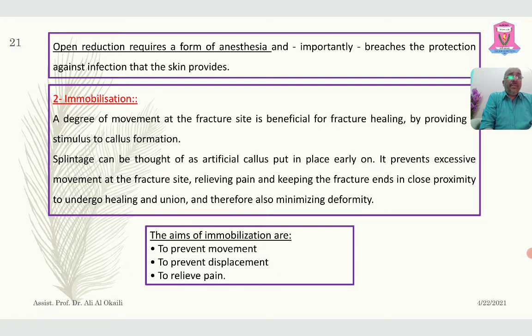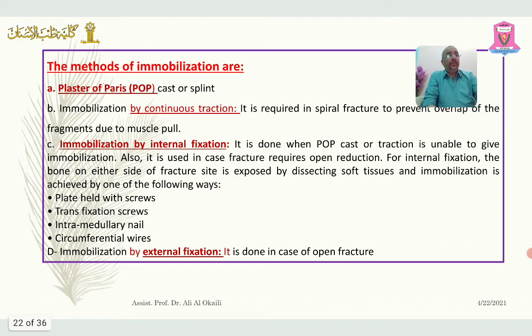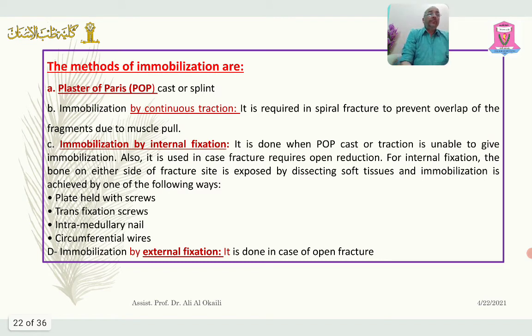Splintage can be thought of as artificial callus put in place early on. It prevents excessive movement at the fracture site and relieving pain and keeping the fracture end in close proximity to undergo healing and union, and therefore minimizing deformity. So the aim of immobilization is to prevent movement and to prevent displacement and to relieve pain. Methods of immobilization.